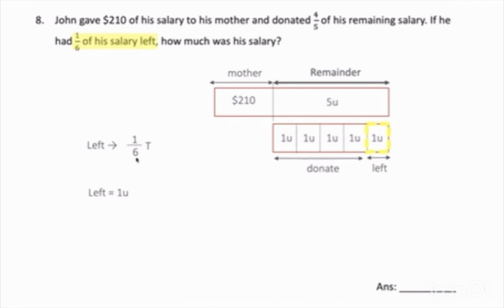So you know that total is 6 units. Right, it's given here. It's a denominator. And remainder is 5 units. Therefore, $210 is 6 units minus 5 units. 1 unit. So 1 unit is $210. And then how much is his salary? Salary is 6 units. Total here 6 units. So 6 times 210. 1260.